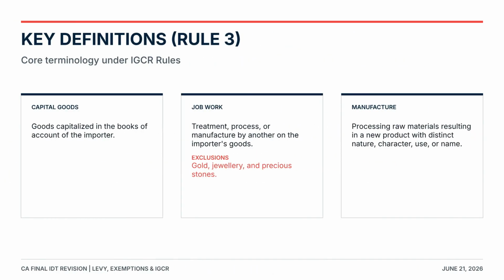Several important definitions under Rule 3 form the foundation of the IGCR rules. Capital goods are goods whose value is capitalized in the importer's books of account. Job work means processing, treatment, or manufacturing performed on goods belonging to the importer, although precious metals, jewelry, and certain stones are excluded. Manufacture refers to a process resulting in a new product with a distinct name, character, or use. Other important definitions include output service, specified end use, quarter, and jurisdictional customs officer. Understanding these definitions is essential because they determine how the procedural provisions apply in practical situations.